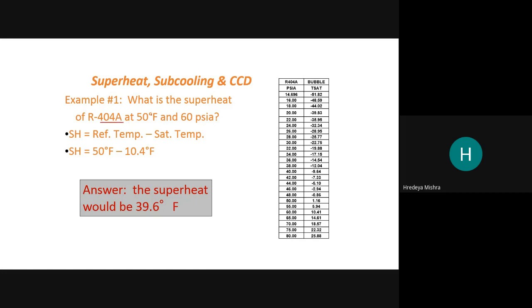At 50 degrees Fahrenheit and 6 psi, ambient pressure, this is the saturated temperature. Reference temperature minus saturated temperature, 50 degrees and 10 degrees Fahrenheit. The answer, the superheat would be 39.6 Fahrenheit. That is the answer.